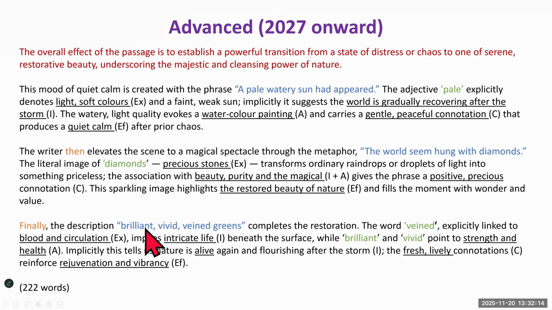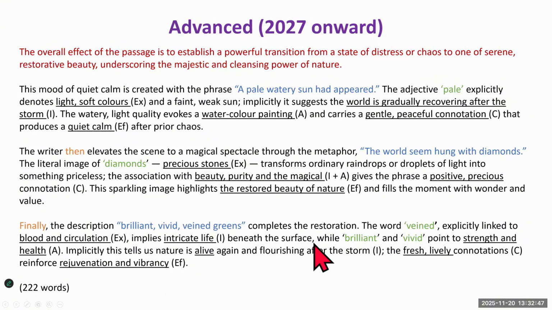Finally, the description brilliant, vivid, veined greens completes the restoration. The word veined, explicitly linked to blood and circulation, implies intricate life beneath the surface, while brilliant and vivid point to strength and health. Implicitly, this tells us nature is alive again and flourishing after the storm. The fresh, lively connotations reinforce rejuvenation and vibrancy.